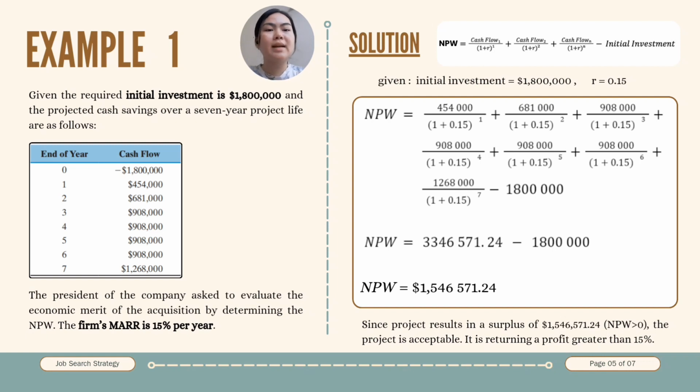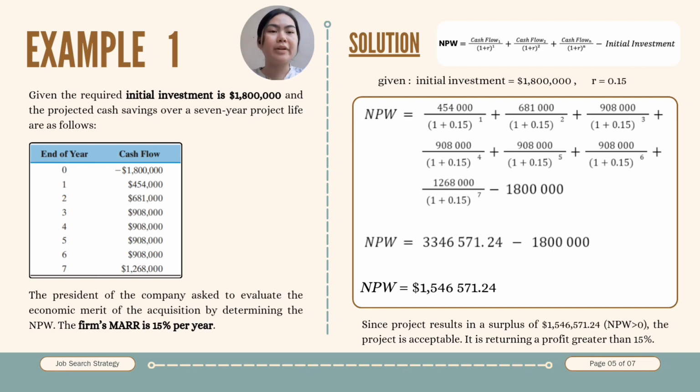The president of the company is asking us to evaluate the economic merit of the acquisition, which means that we need to evaluate whether this project is acceptable or not. This evaluation can be done by determining the NPW value. Lastly, we are also provided with the firm's MARR, which is 15% per year.